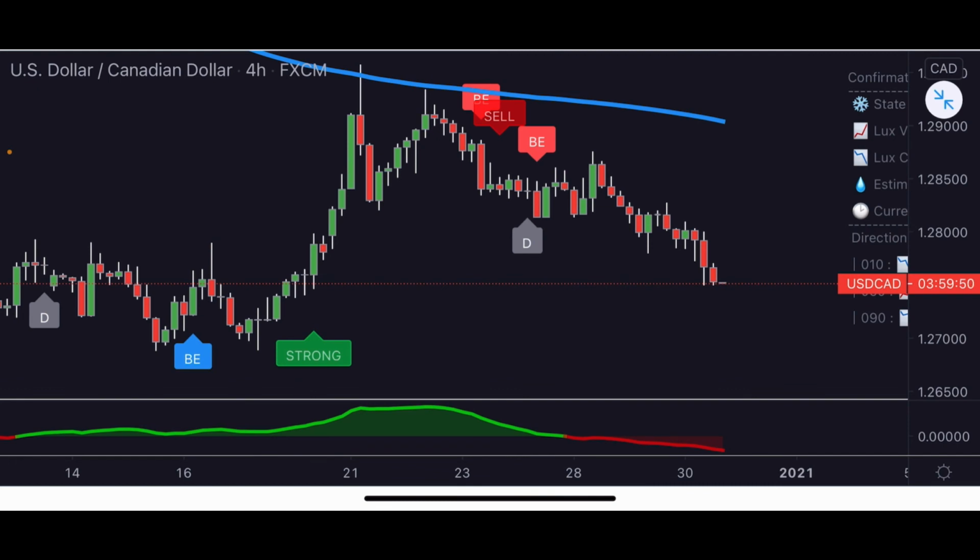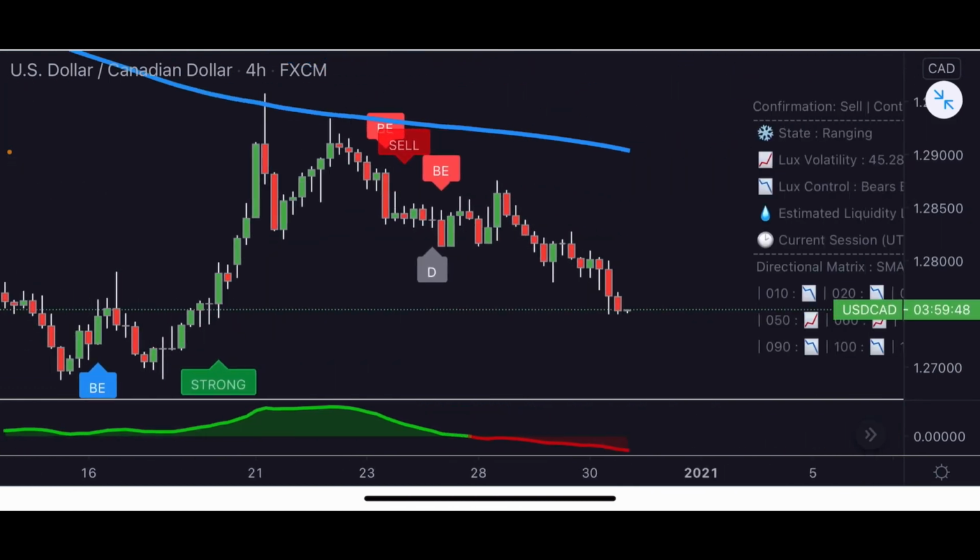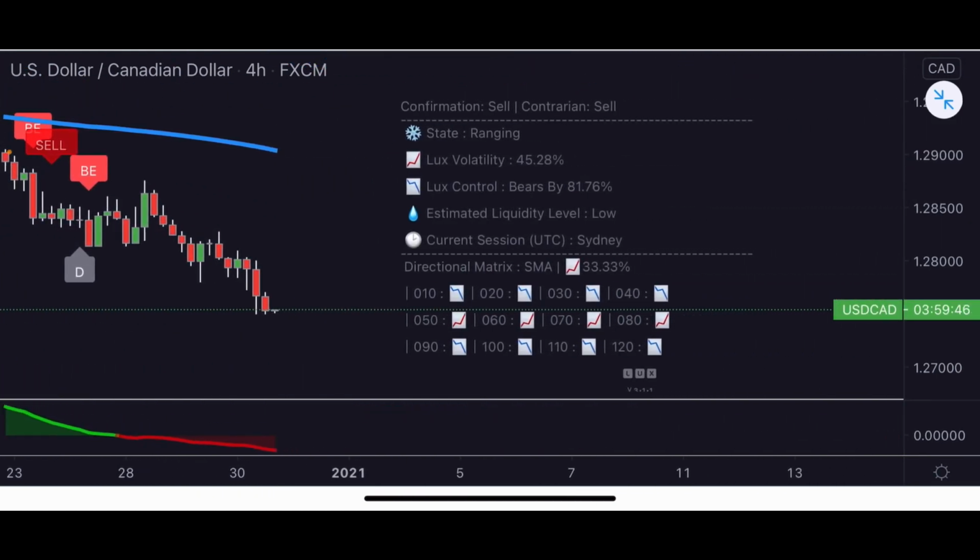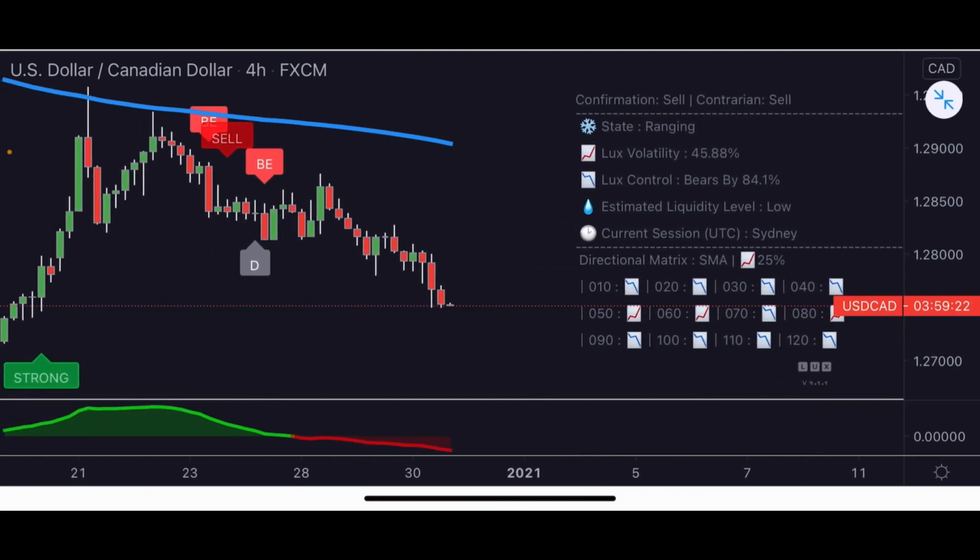So there you have it. That's why I got out of that USD CAD trade. That's exactly why I got out. Bears are in control on all higher time frames. And as you can see right here, I pulled out my Lux indicator software to give me technical analysis on what's going on in the market now and in the future. It's telling me that the bears are in control for now and in the future. So that's why I got out of the trade.